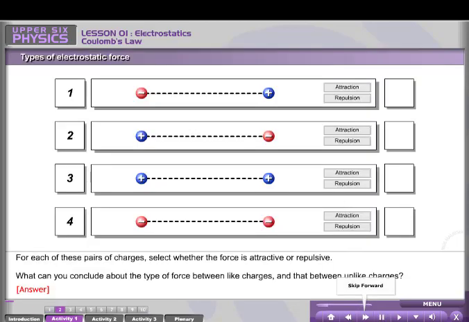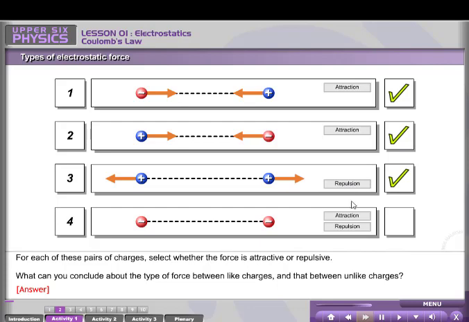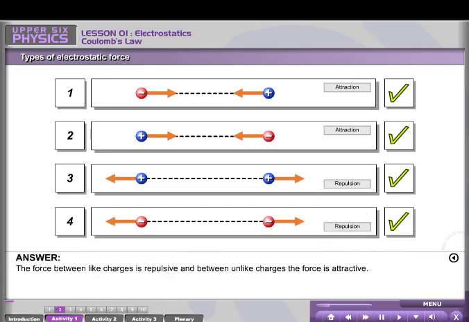For each of these pairs of charges, select whether the force is attractive or repulsive. What can you conclude about the type of force between like charges and that between unlike charges? Answer: the force between like charges is repulsive, and between unlike charges, the force is attractive.